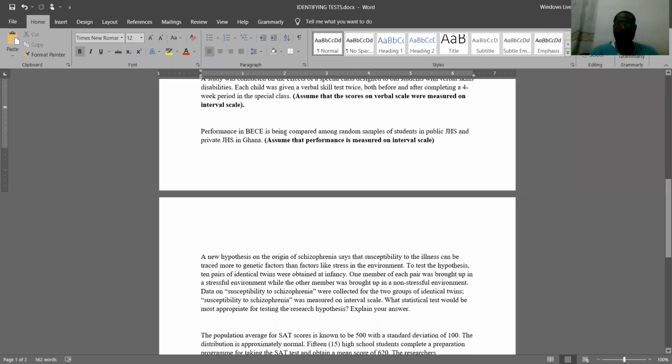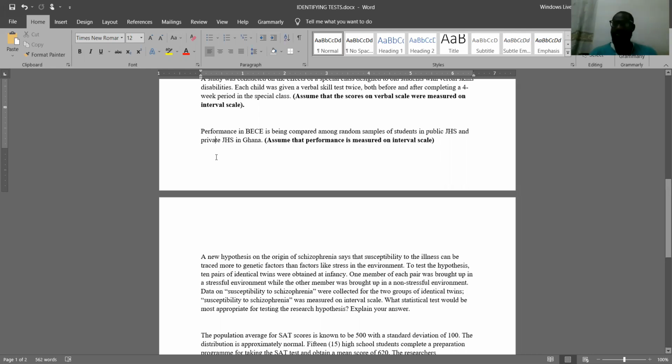And the next question, with that, you can see they are comparing two separate groups. So we have public JHS and private JHS. And they indicated that performance in BEC, which is the dependent variable, is on interval scale. So since they are comparing two separate groups, public and private JHS, and the dependent variable is on interval, then it means that you're supposed to select independent t-test as your answer.